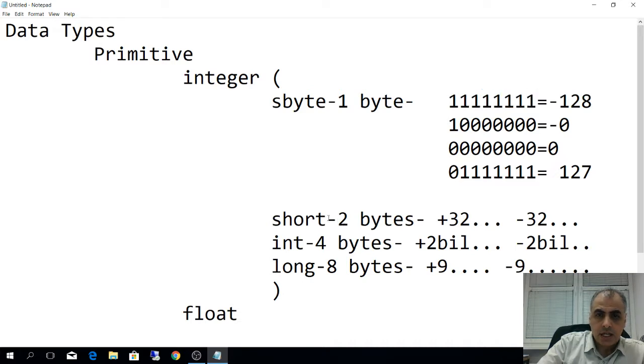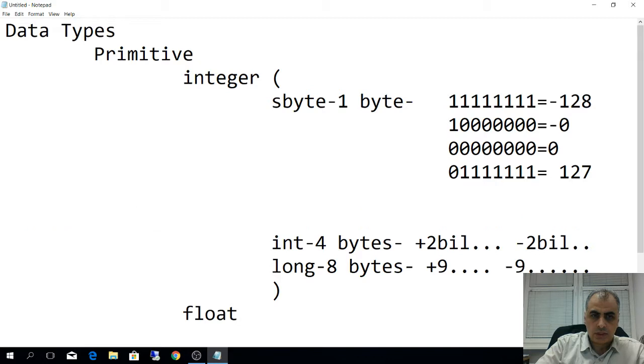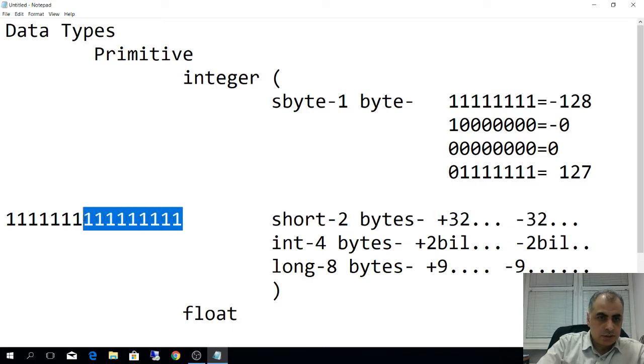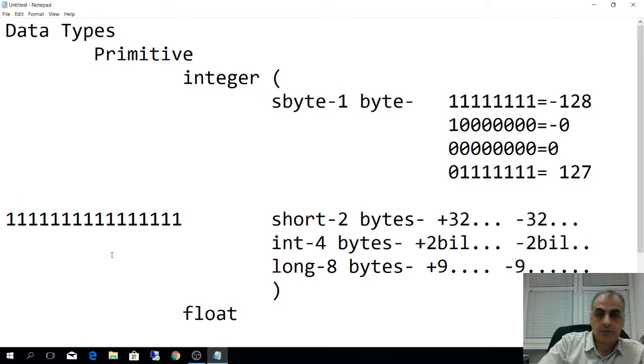Think about 2 bytes, how many 1s and 0s do we have? 1, 2, 3, 4, 5, 6, 7, 8. Okay, so for this number, think about those numbers. 2 to power 15 is equal to something like 16,000. 2 to power 14 plus 2 to power 13 plus 2 to power 12, it carries on like this. When you add all of them, it becomes 32,000 something, minus 32,000 something.